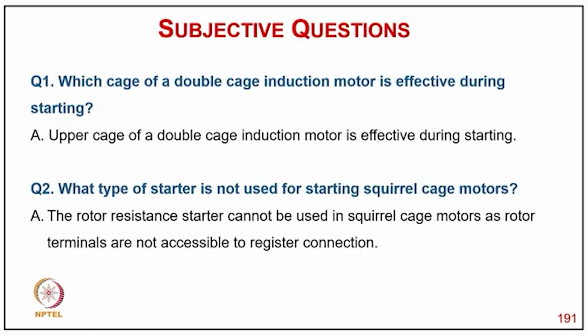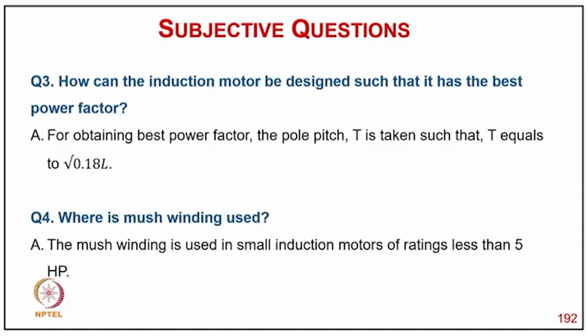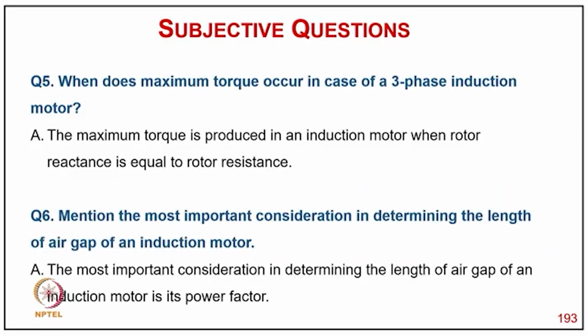Now coming to the subjective and objective questions. Which cage of a double cage induction motor is effective during starting? The upper cage of the induction motor is effective during starting. What type of starter is used for starting a slip-ring induction motor? A rotor resistance starter can be used, as the rotor terminals are accessible. How can an induction motor be designed such that it has the best performance? The output coefficient is taken as the square root of 0.18L, where the mass winding is used. The mass winding is used in small motors of less than 5 horsepower. The maximum torque produced in an induction motor, and the rotor is equal to the total. Mention the most important consideration in determining the selection of air gap.